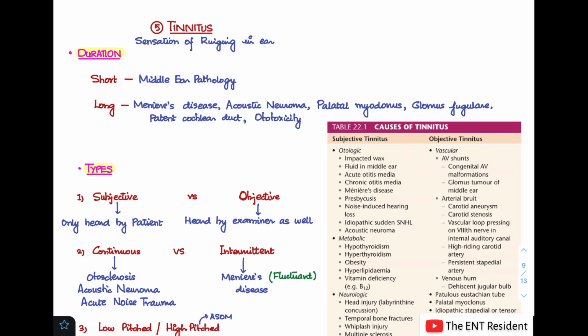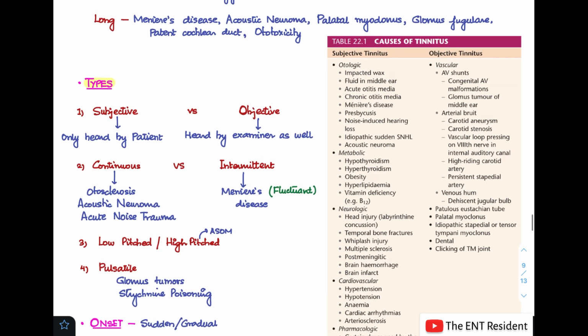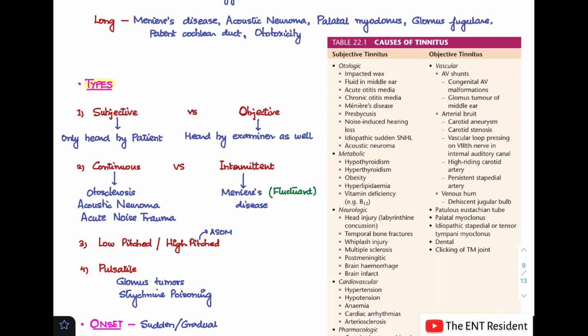Long duration tinnitus is seen in Meniere's disease, acoustic neuroma, palatal myoclonus, glomus jugulare, patent cochlear duct, and ototoxicity. Now, tinnitus can also have a lot of different types. So, when it comes to types of tinnitus, it can be subjective or objective, continuous or intermittent, low pitched or high pitched, or pulsatile. So, first talking about subjective and objective tinnitus.